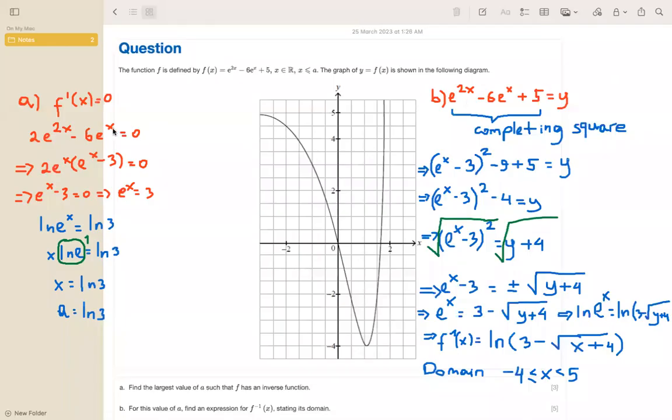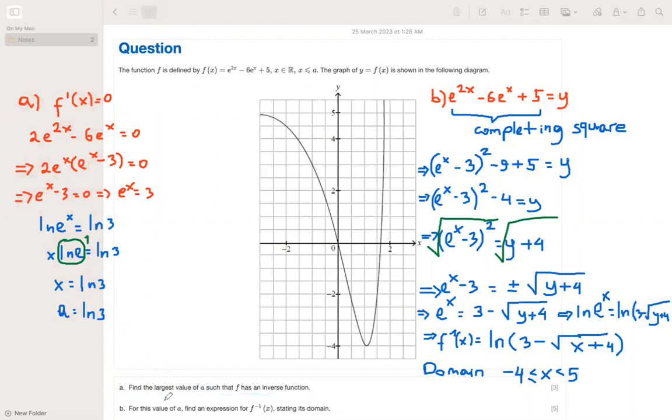Hi everyone, today we are going to solve one of the past paper questions from the functions topic. So here I have f of x, which is defined as e power of 2x minus 6 e power of x plus 5, and x is an element of the real set. And we have a graph here. The first question says, what is the largest value of a such that f has an inverse function?